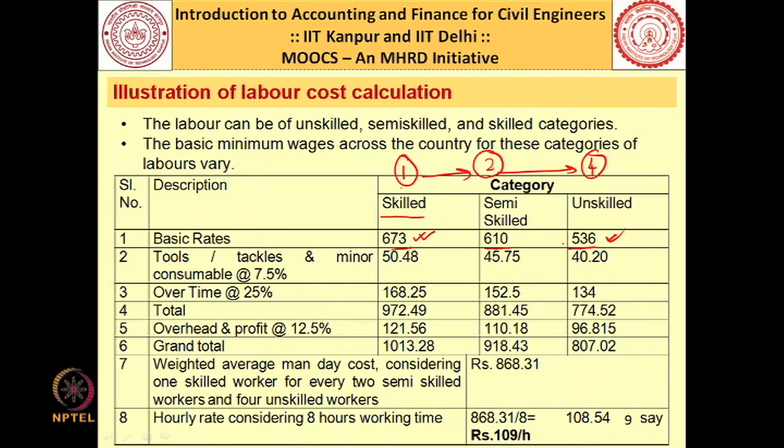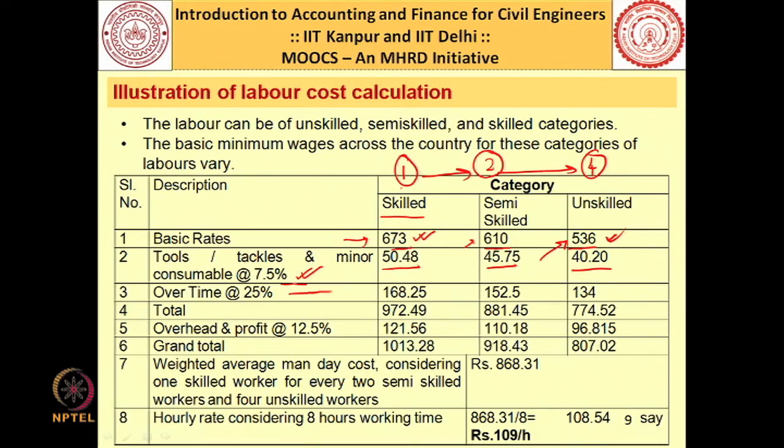Now, what I can do is in the basic rates I will add some value to take care of my tools, tackles and minor consumables, because these workers are not bringing their own tools and tackles. So, as a contractor you will have to provide it, and roughly it would be costing about 7.5% of their wages. So, you take the 7.5% of this 673, so it is coming to be 50.48. Likewise, 7.5% of 610 you are getting 45.75, 7.5% of this 536 you are getting this.